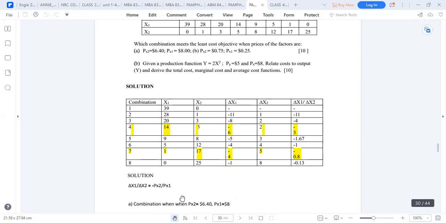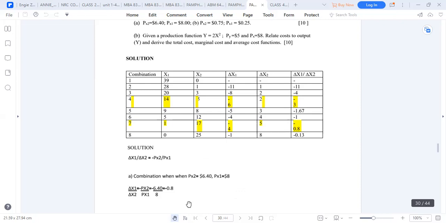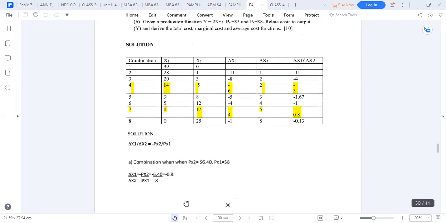So we've been given the price combination for part A. Our key thing here is to compare the changes. They must be equal for them to be optimal. So price of X2 divided by price of X1 must be equal to change in X1 over change in X2, like they are in an opposite.